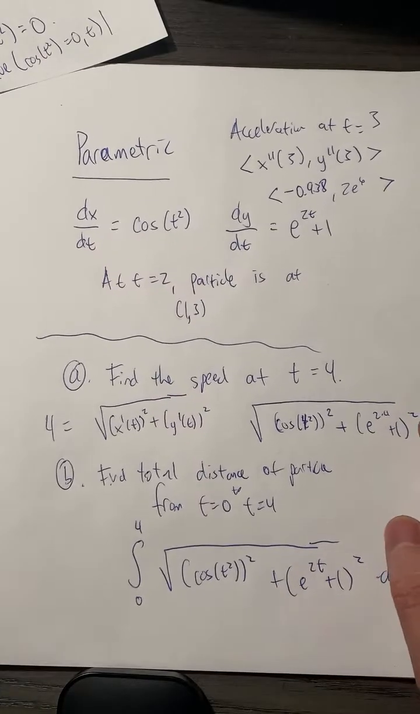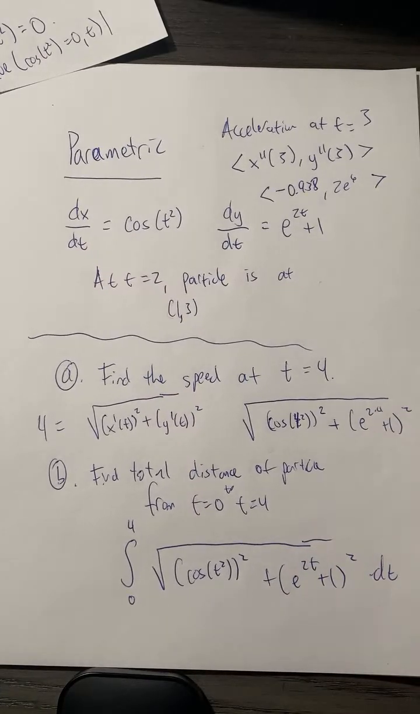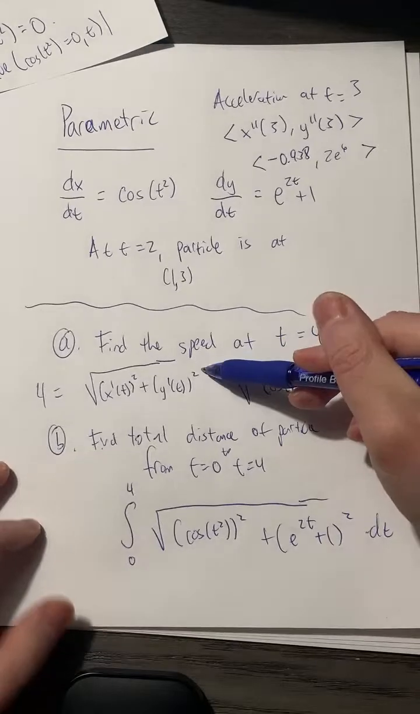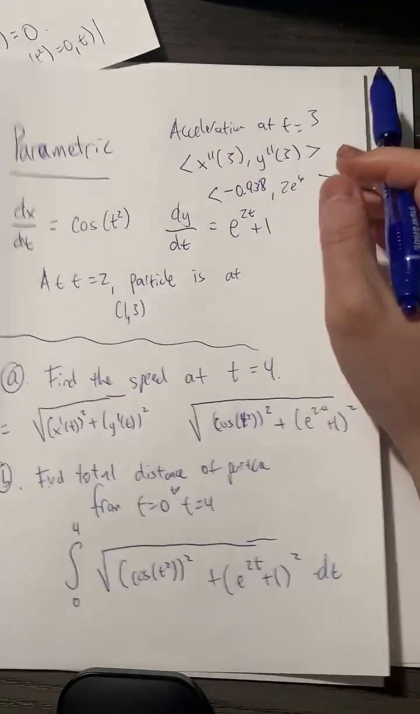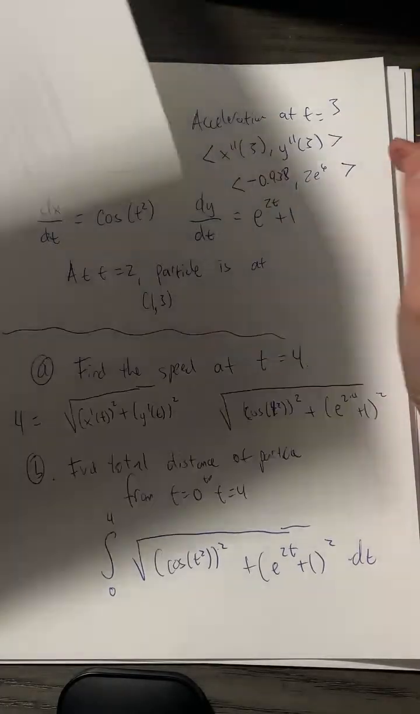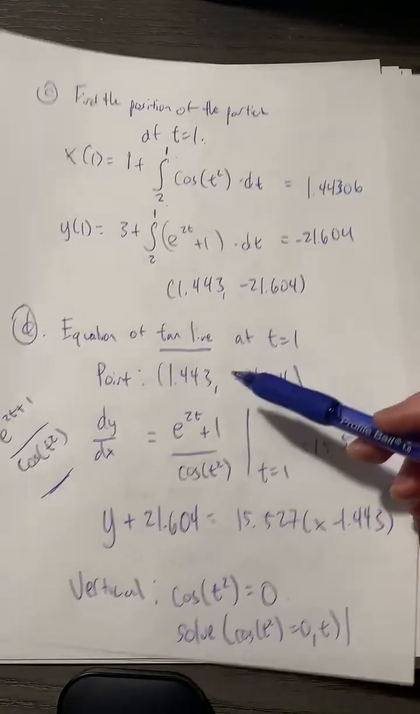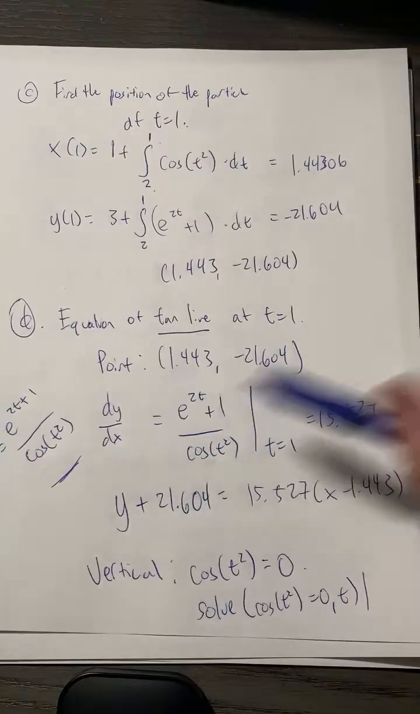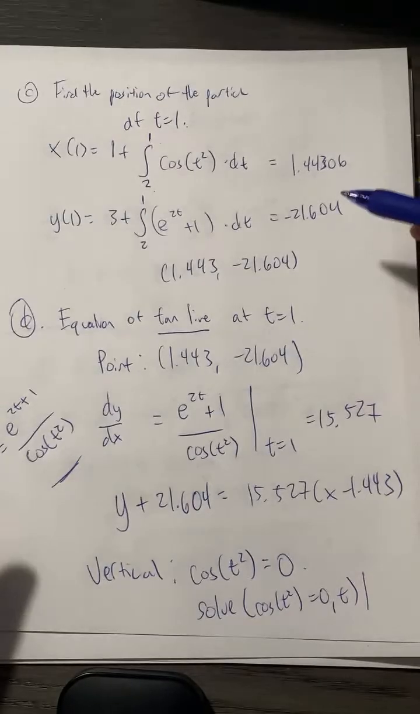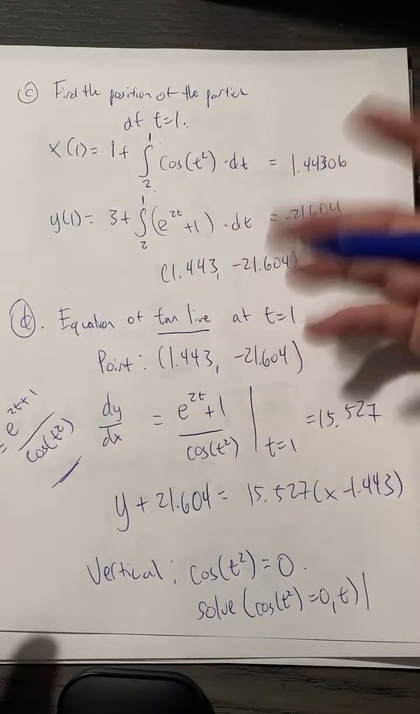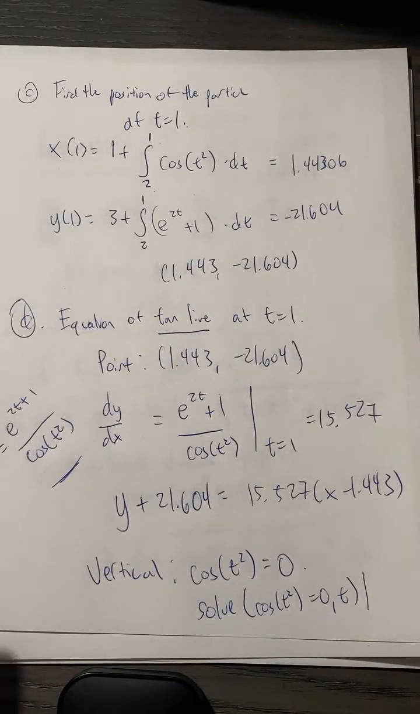So that's a lot of parametric FRQs. Speed, total distance, acceleration. What else did we do? And then the big ones are FTC, derivatives. So that's when you find the second derivative. But just keep in mind that when you're doing that question, that's only in the multiple choice. That's not on the FRQs. I've never seen that question on the FRQs, so just be wary of that.